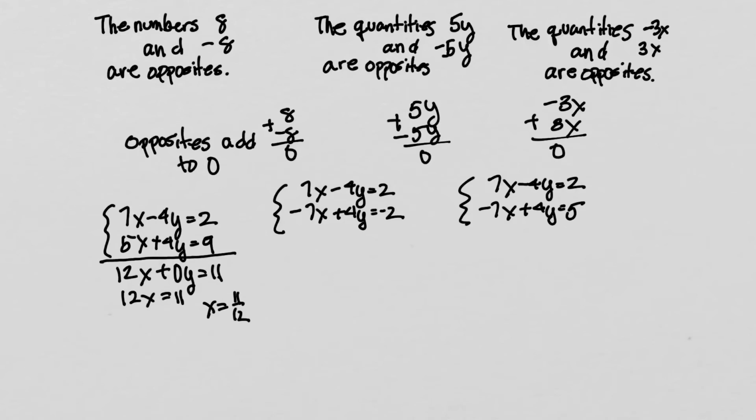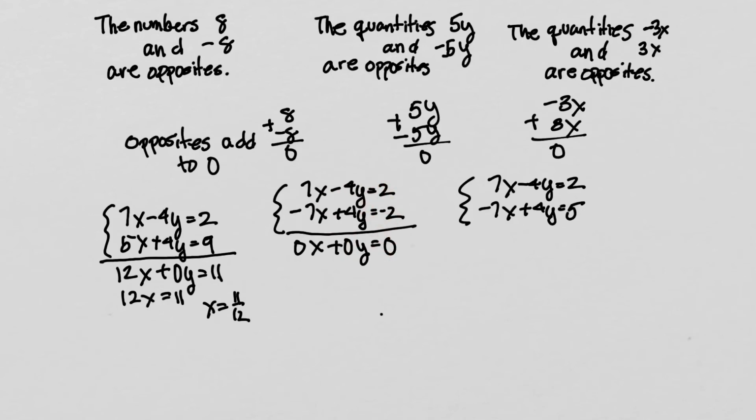Now let's take a look at this set of equations here in the middle. See what happens when we add these together. You can notice that the 7x and -7x are opposites. So when we add these together, we're going to get 0x plus 0y equals 0. You can see 7 and -7 are opposites, giving us 0. -4 and 4 are opposites, giving us 0. And 2 and -2 are opposites, giving us 0.